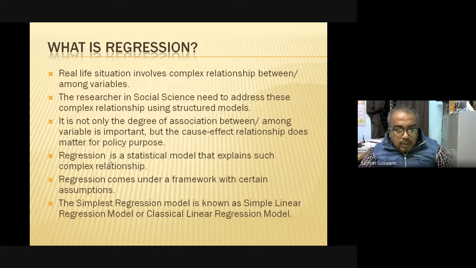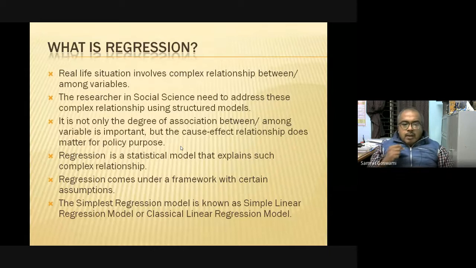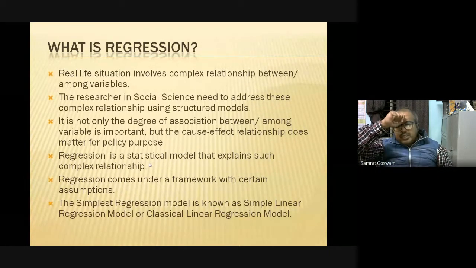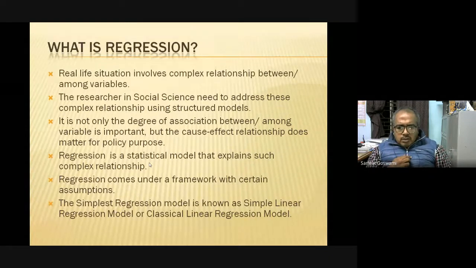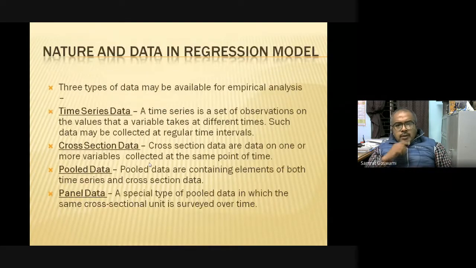That is very important. And regression is a statistical model that explains such complex relationships. That means if there is a variation in a set of variables, whether those variations are going to affect the variation in one particular variable which is related to the other variables concerned. Now, regression comes under a framework with certain assumptions. The simplest regression model is known as a simple linear regression model, or sometimes it is known as a classical linear regression model also.